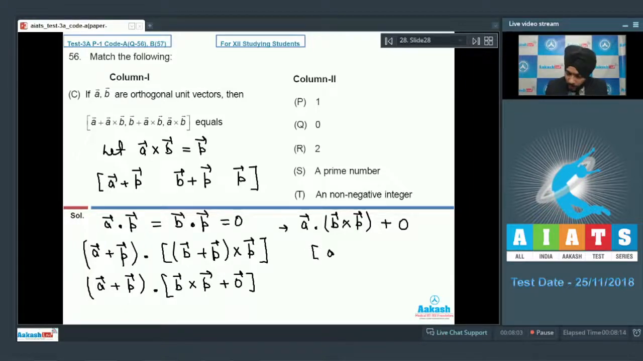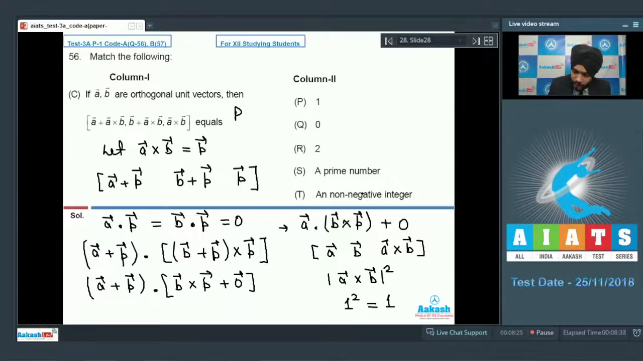The scalar triple product of A, B and P, which is A cross B, simply it is magnitude of A cross B whole square. They are orthogonal unit vectors. That means A dot B is 0, A cross B is 1. So 1 square, the answer is 1. We have option number P as well as option number T as the correct match for option number C. Okay, let us move on to last part.